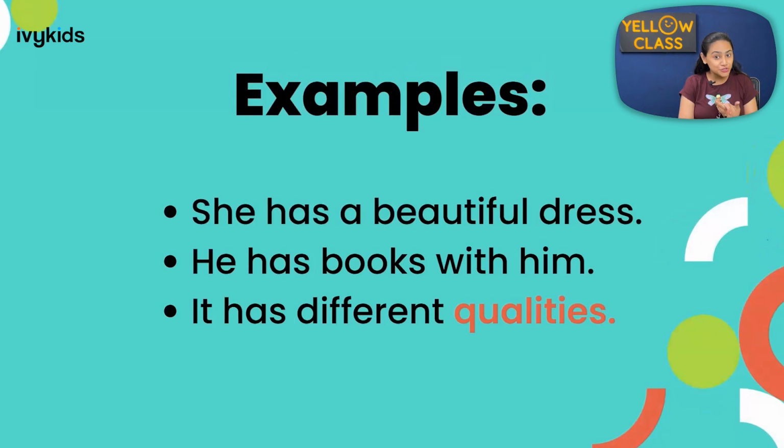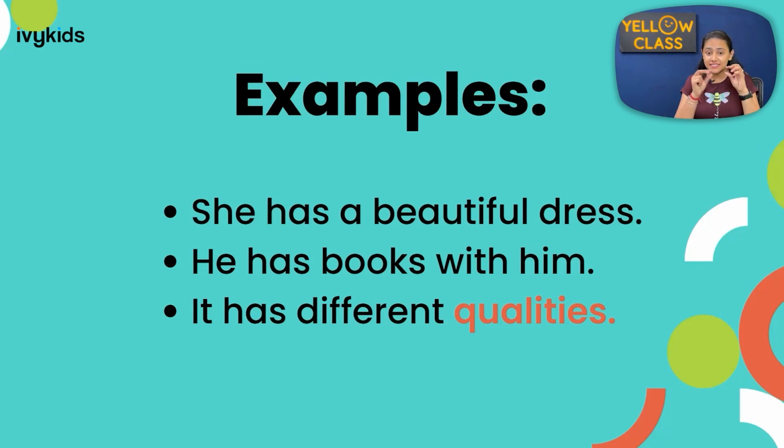She has a beautiful dress. Now in this sentence, I'm talking about that girl and her ownership, that she has a beautiful dress. You must also have some beautiful dresses. So at that time, you can say, I have a beautiful dress, or I have a beautiful pair of shoes. Another example, he has books with him.